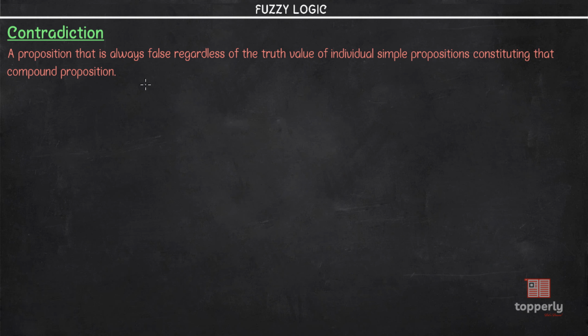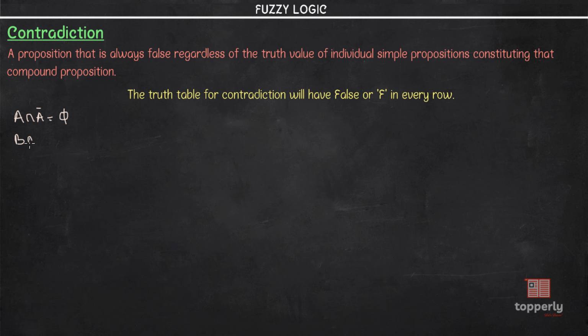We saw that the truth table for a tautology had true or T in every row, right? Now, a truth table for contradiction, on the other hand, will have false or F in every row. For example, if we take A intersection A bar, we will get phi. Now, phi is a null set, which is false, or it has 0 elements. Similarly, if you take B intersection phi, we will get phi. Now this again is a null set which is depicting false. So this is how you depict contradiction, or this is how it appears.